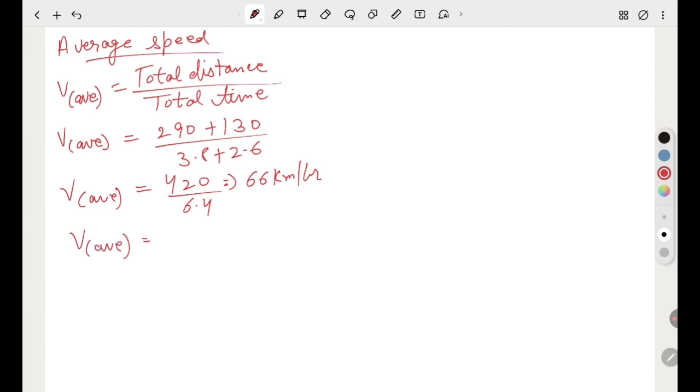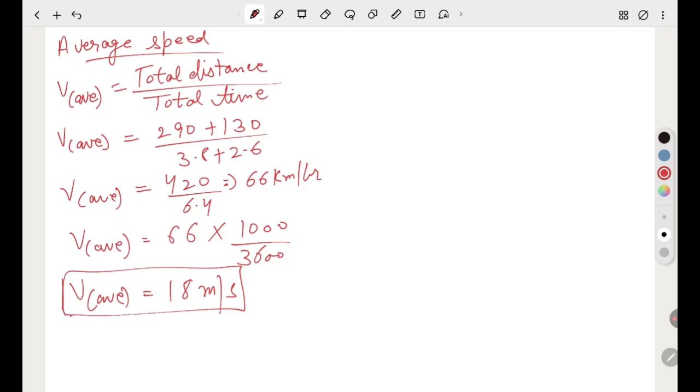We need this in meters per second because average speed and velocity are always in meters per second, as they are the standard units. To find this, we do 66 times 1000 divided by 3600. So for kilometers per hour to meters per second, we multiply by 1000 upon 3600, and for meters per second to kilometers per hour, we reverse it. From here, we get 18 meters per second. So this is our average speed.